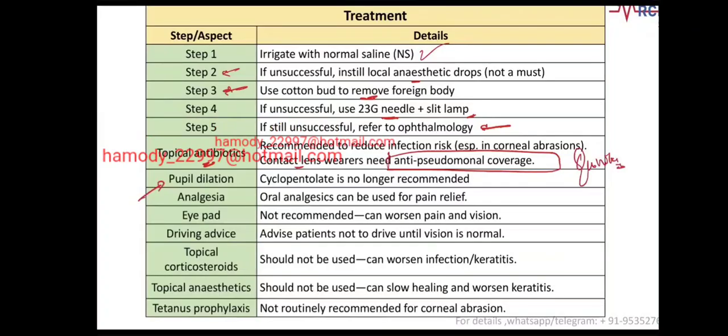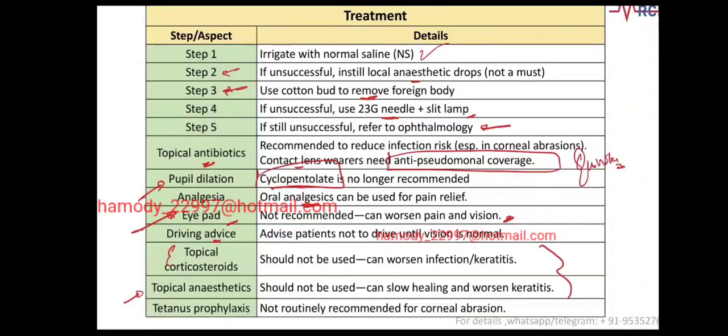Previously, it was recommended to dilate the pupil with cyclopentolate to reduce the pain. No longer is it recommended. For pain, we give oral analgesia. An eye patch is not recommended. It can worsen the condition, the pain and the vision. Driving advice: ask them not to drive till the visual acuity is completely normal. Topical steroids, topical anesthesia, absolutely no and no. It will hamper the healing.